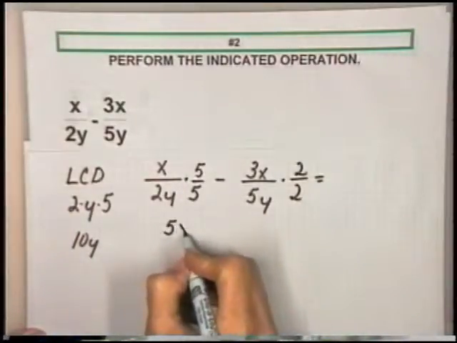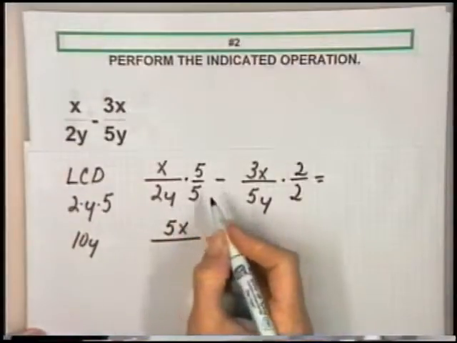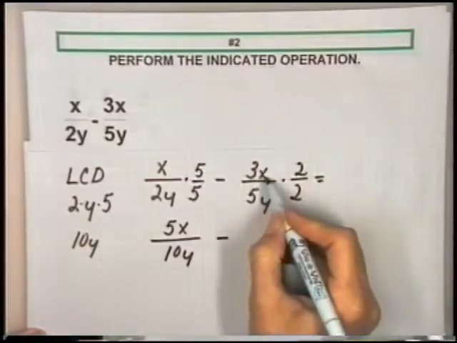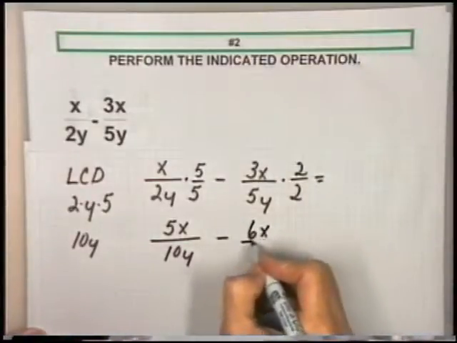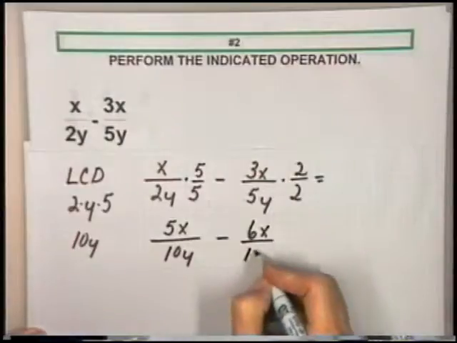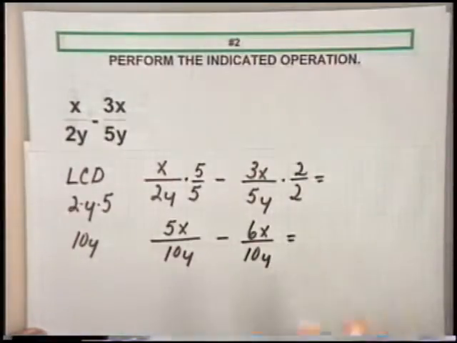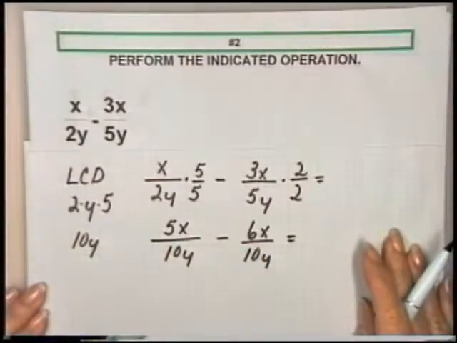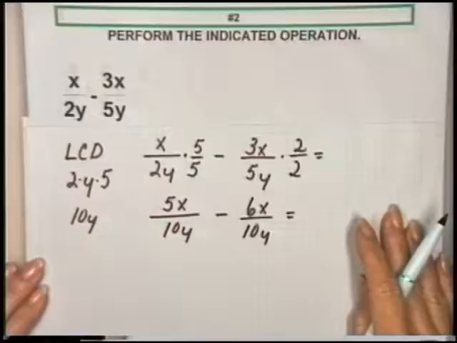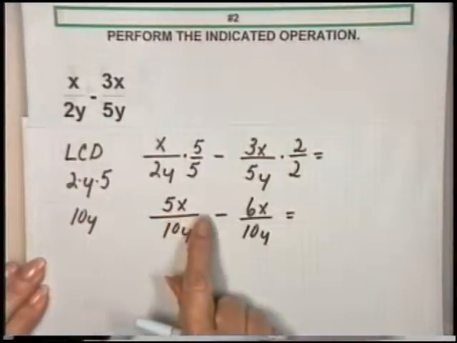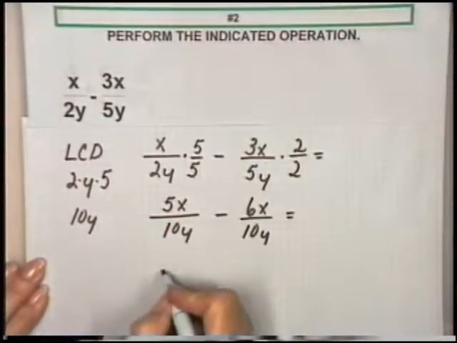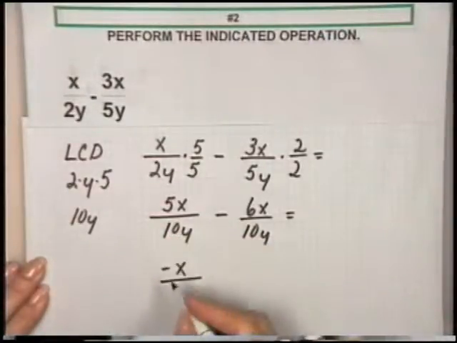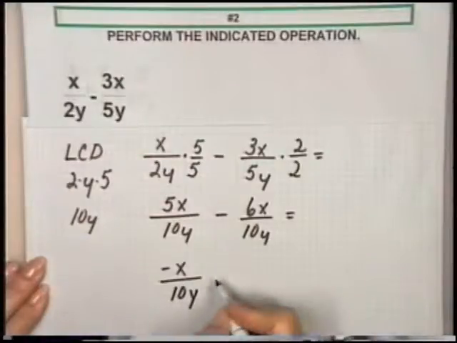x times 5 will give me 5x. 2y times 5 will give me 10y. Subtract 3x times 2 will give me 6x. 5y times 2 will give me 10y. I now have the same denominator, so I may subtract my numerators. Since my numerators are like terms, I may say 5x subtract 6x, which is minus 1x. My denominator is my LCD, which is 10y.